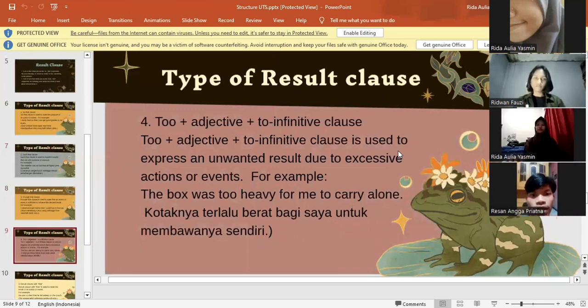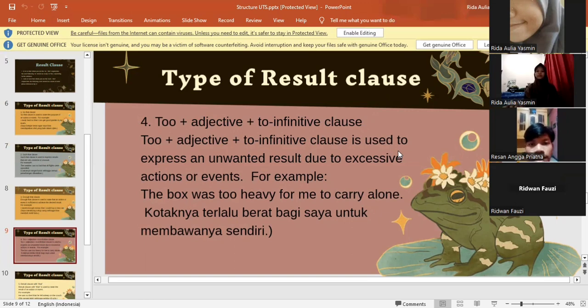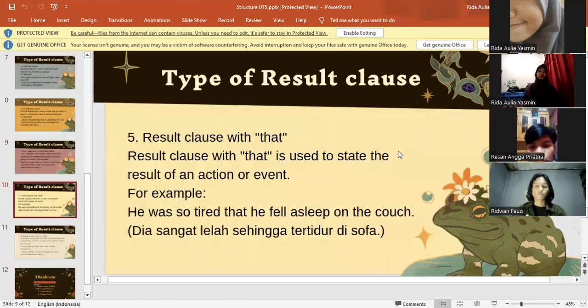Next, the type of result clause for too, the too adjective to infinitive clause. The too adjective to infinitive clause is used to express an unwanted result or excessive action or event. For example, the box was too heavy for me to carry alone.